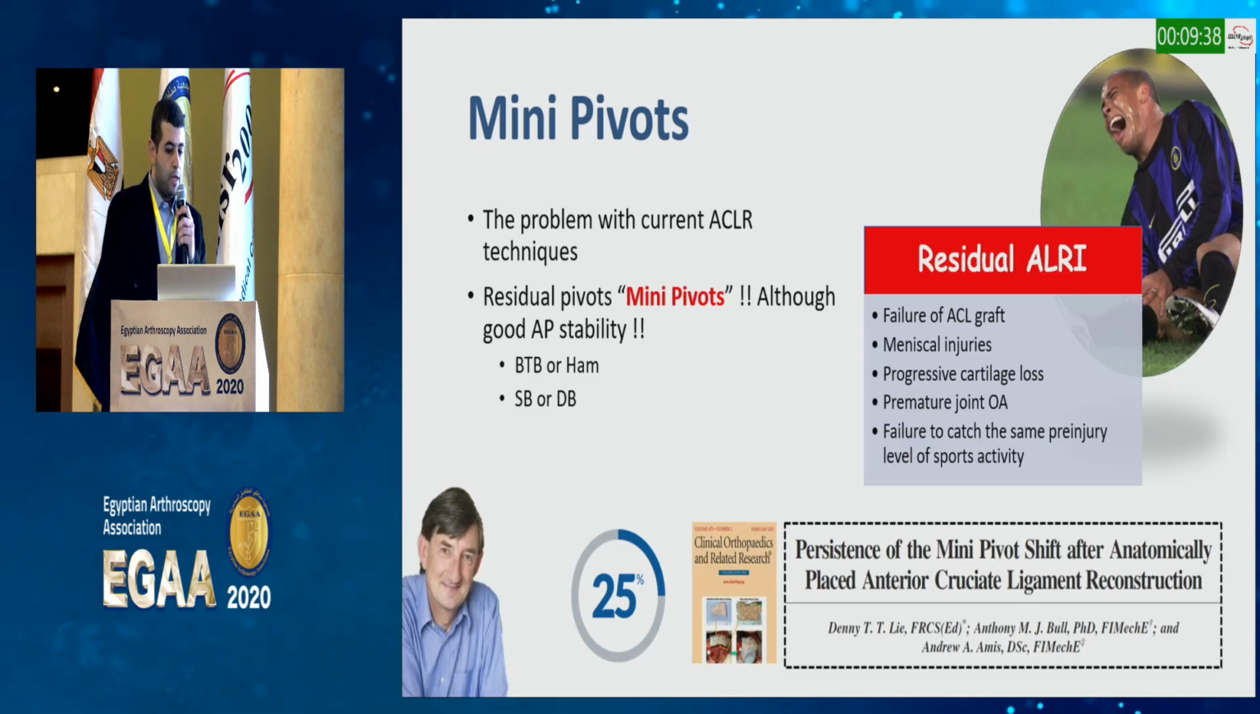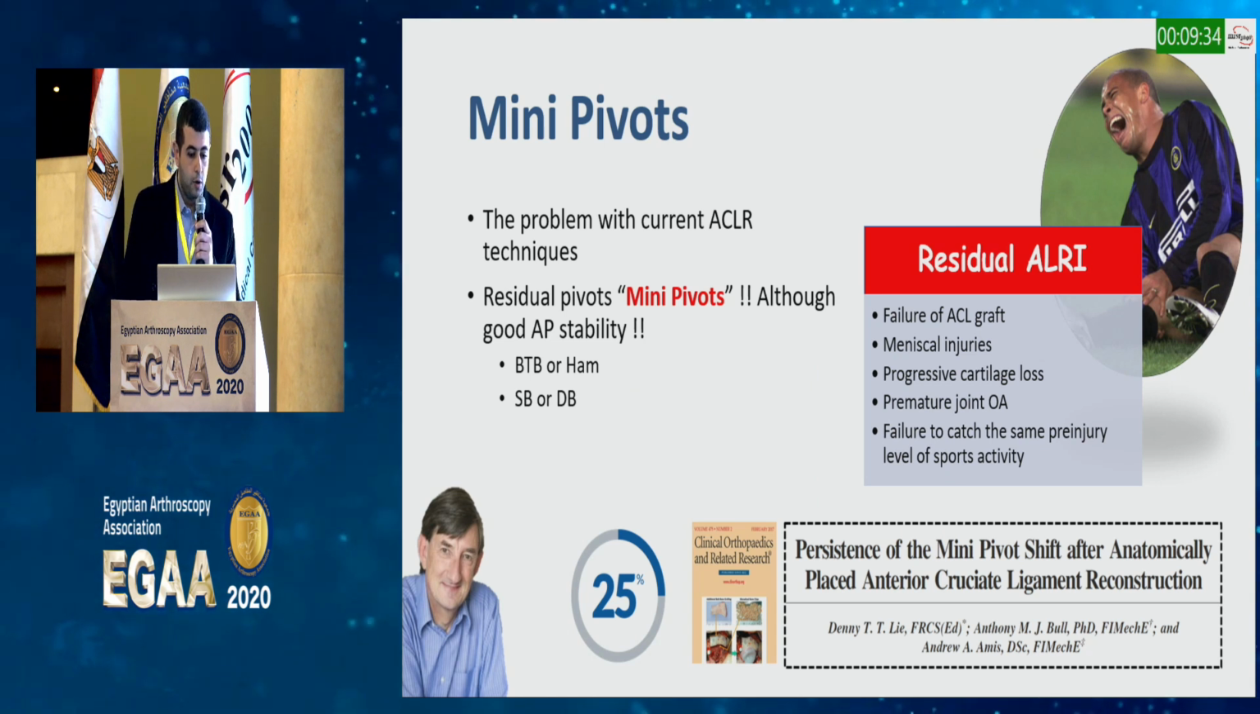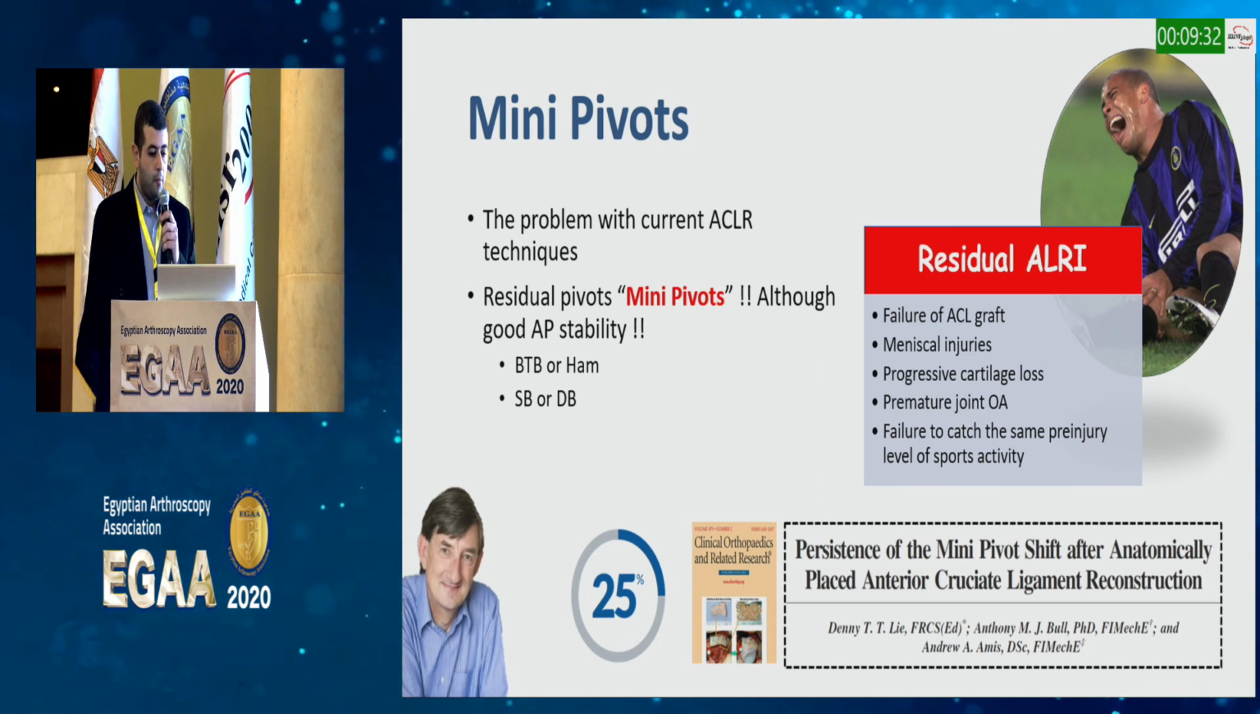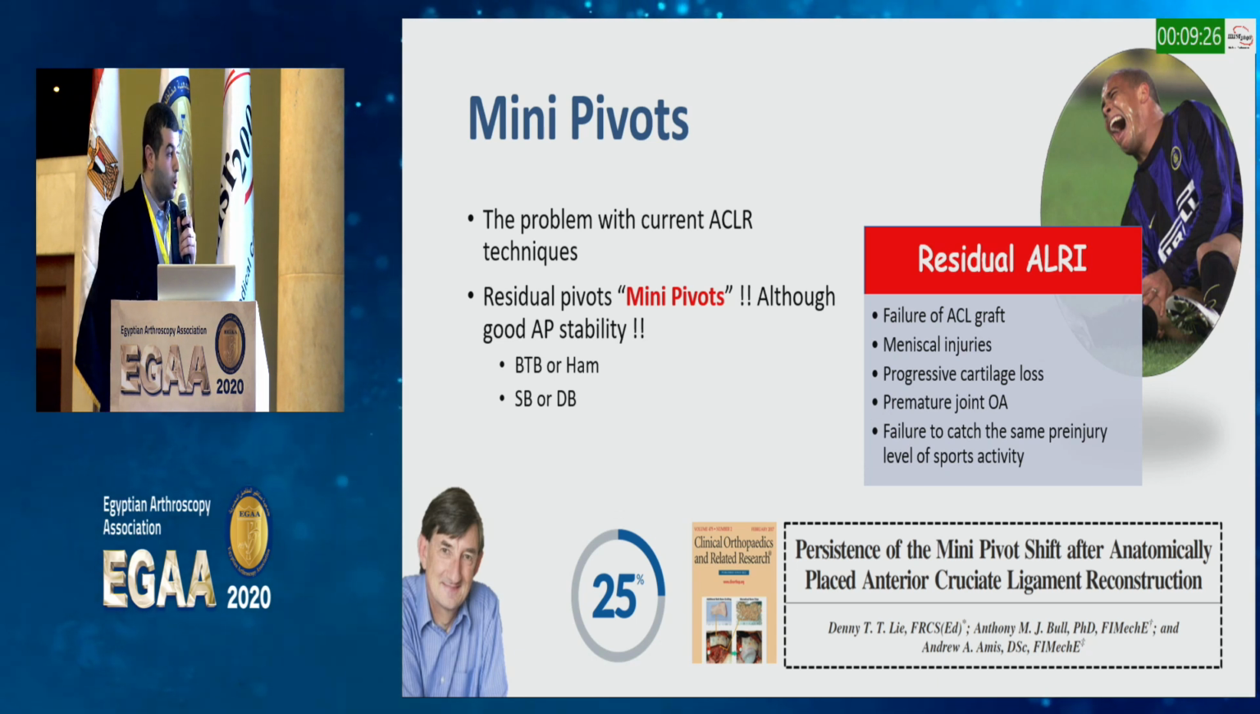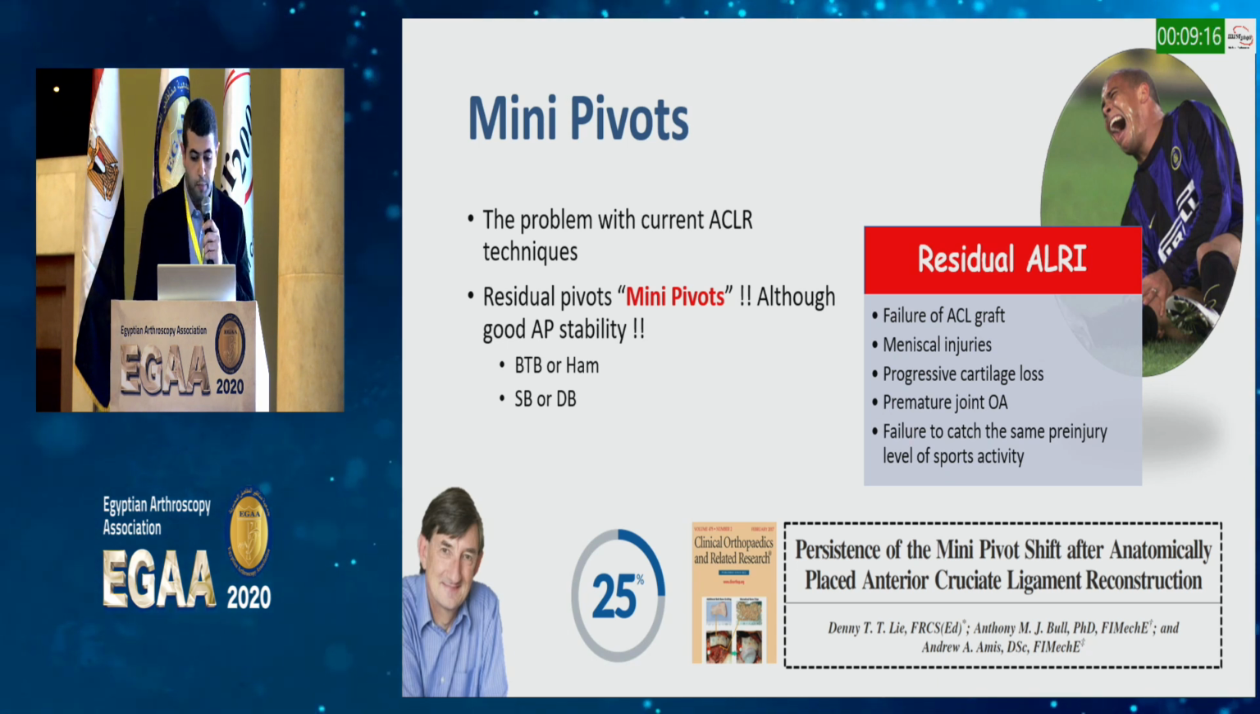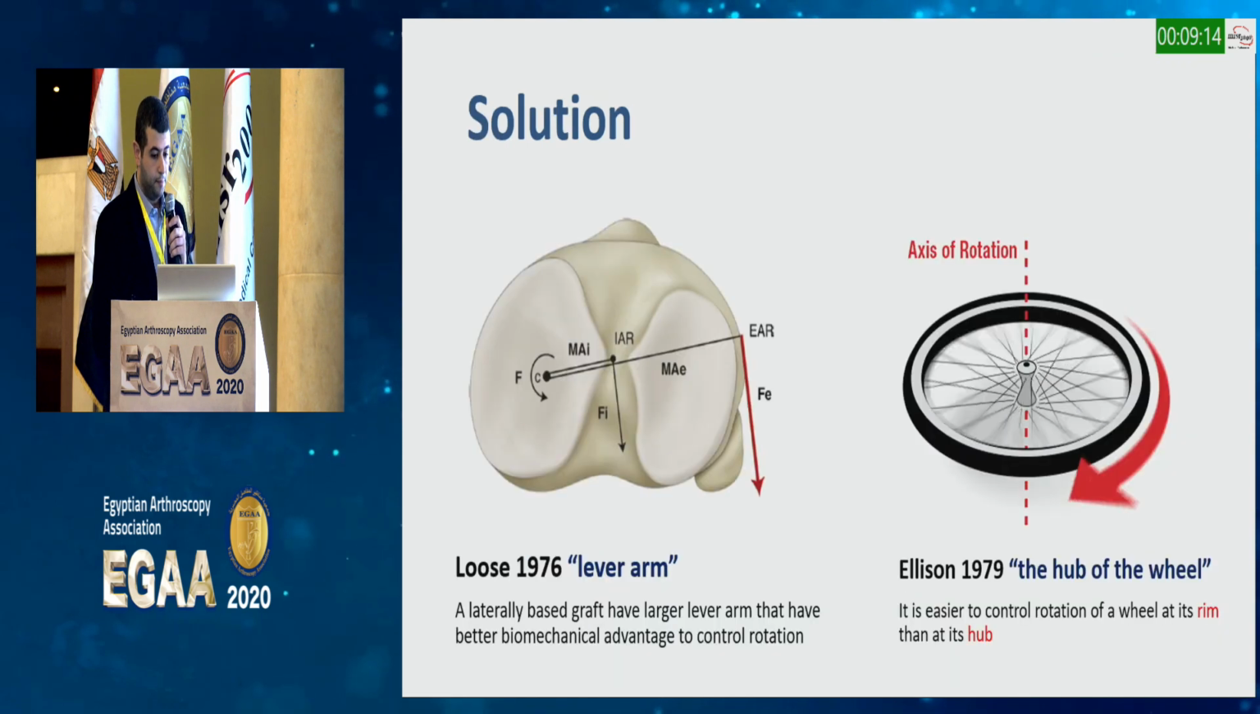The current problem with the ACL reconstruction techniques we have is that most of the cases have very good anteroposterior stability. However, about 25% of cases still have residual anterolateral rotatory instability, which we call mini pivots. These mini pivots are responsible for failure of the ACL graft, meniscal injuries, progressive cartilage loss, premature osteoarthritis, and the failure to reach the pre-injury level of sports activity.